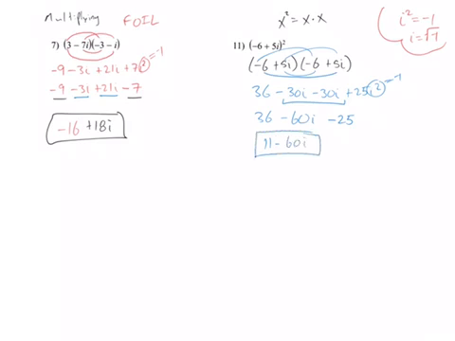It's also worth noting that I'm writing all my answers in that a plus bi form. So like this one, I wouldn't want to write minus 60i plus 11, because that's not in that proper form.